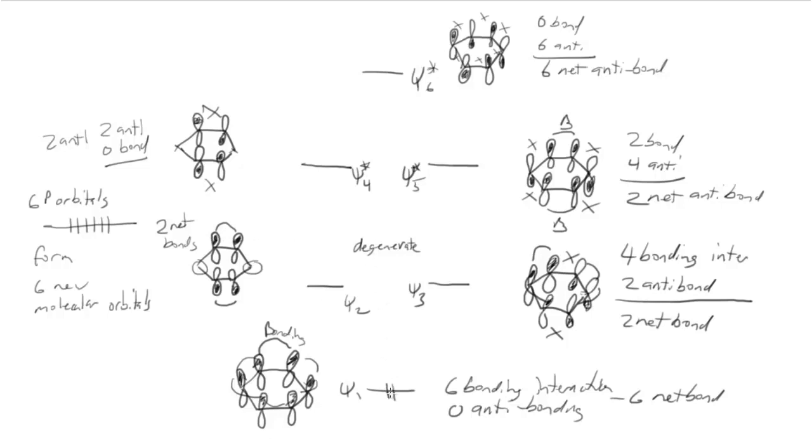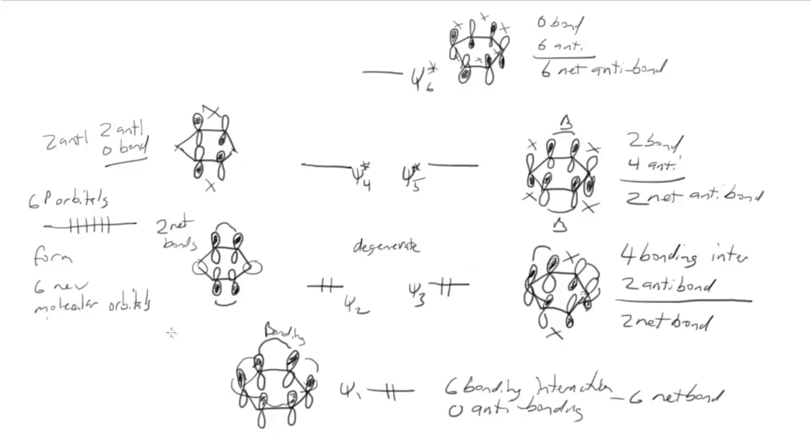So 1, 2, each orbital can only hold 2 electrons. 3, 4, since they're degenerate, we get 1 in each orbital first before they match up. 5, 6. We're all out of electrons. All of our electrons are in stabilized bonding orbitals. We have no electrons up here in antibonding orbitals. The lowered energy of these electrons by going into these bonding orbitals is what makes benzene so particularly stable.